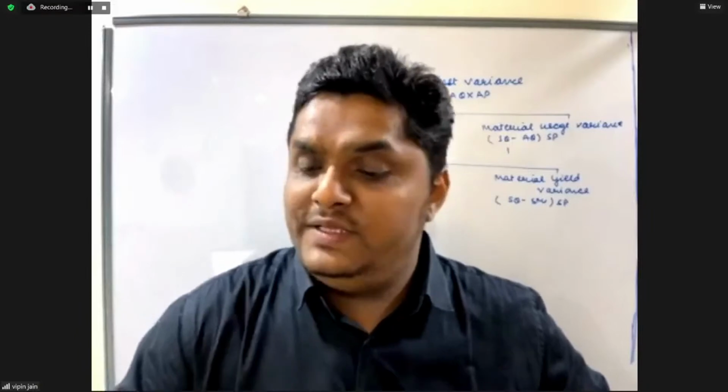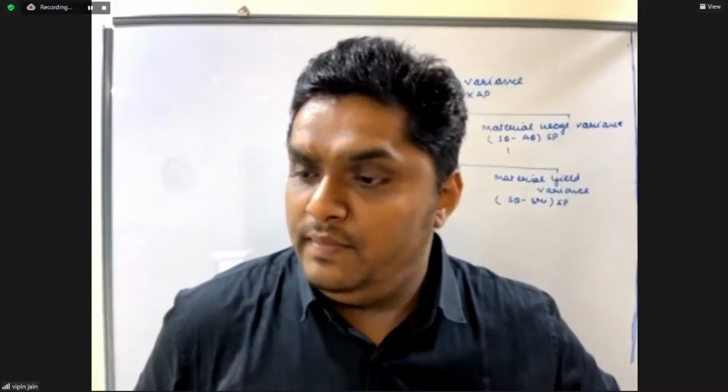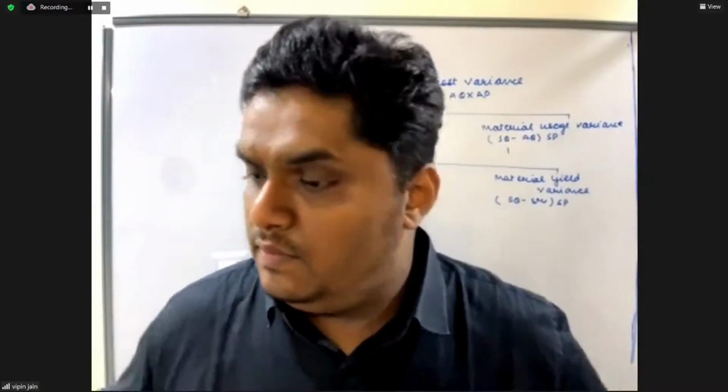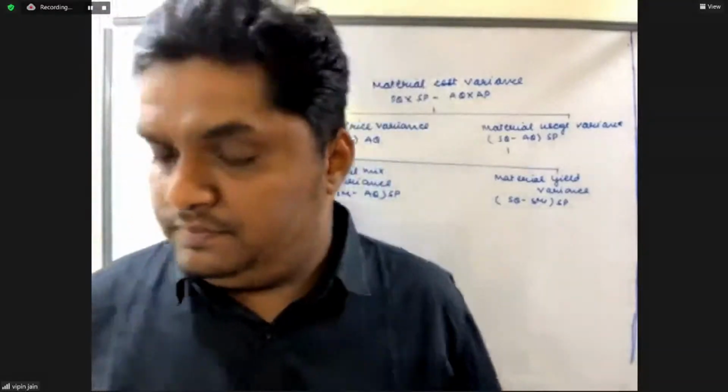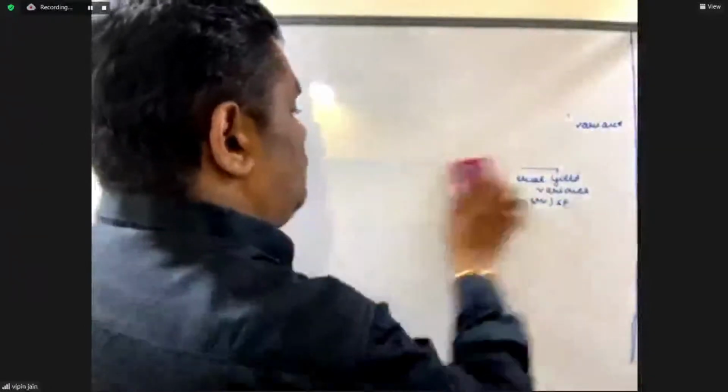I request you guys to please open study material. I'm discussing practical question number 2 of the study material. So let's start with practical question number 2. Again, the concept, everything is same. So the standard mix to produce 1 unit of a product is as follows.